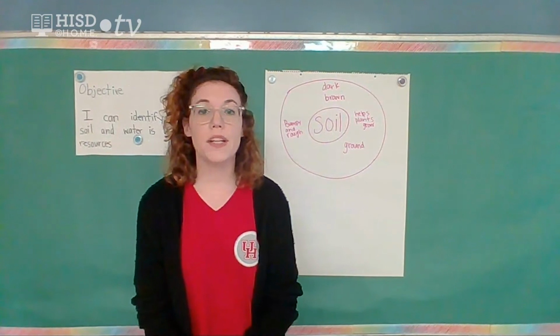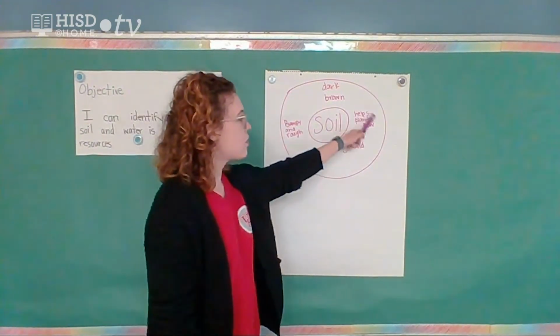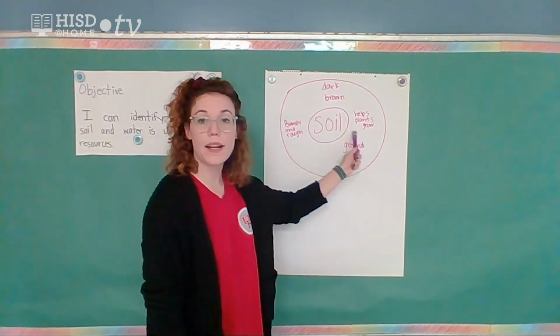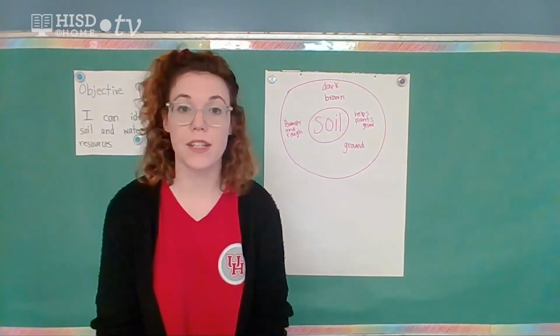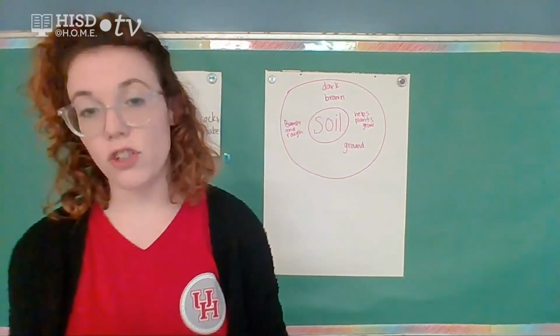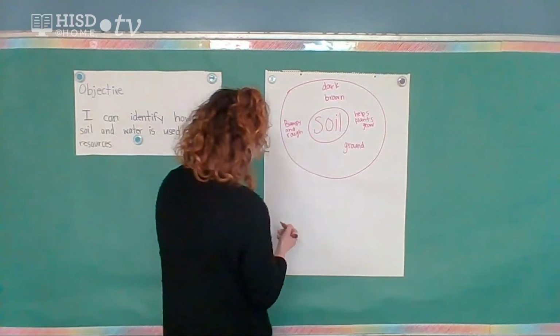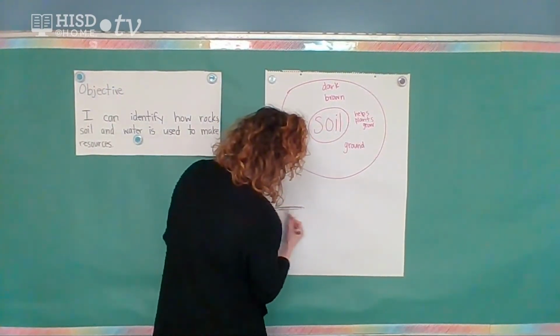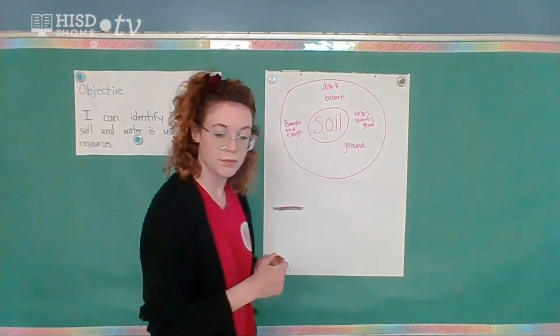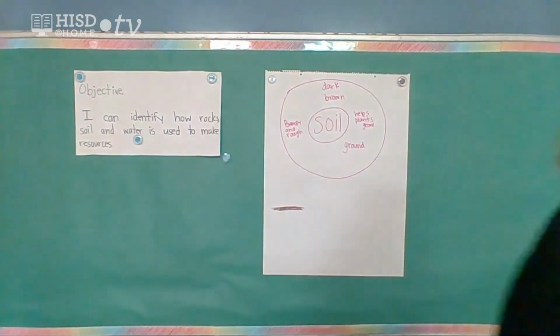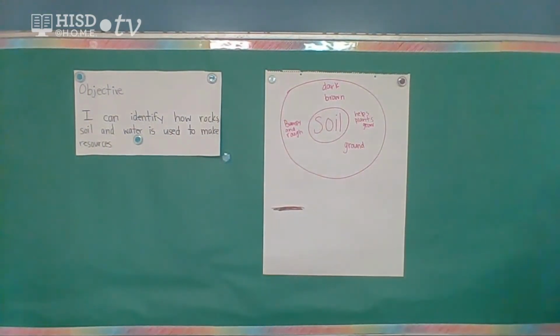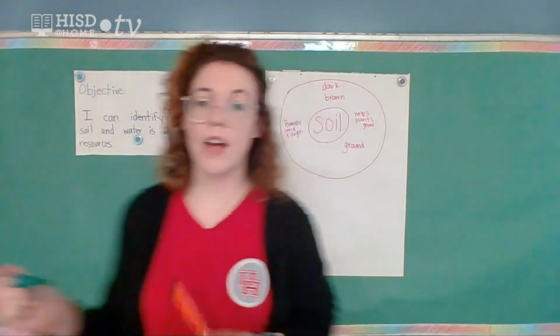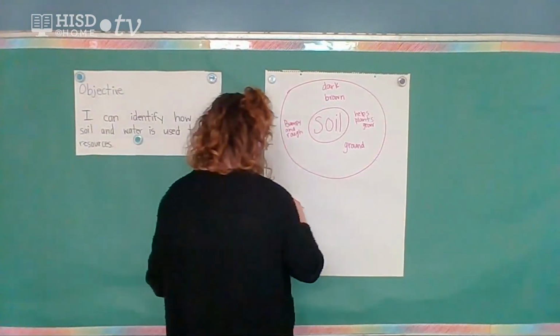All right, so we know one way that soil is used as a resource is to help plants grow. So I'm going to draw a picture of that really quick. I need to have soil, and I'll have some plants growing out of it.